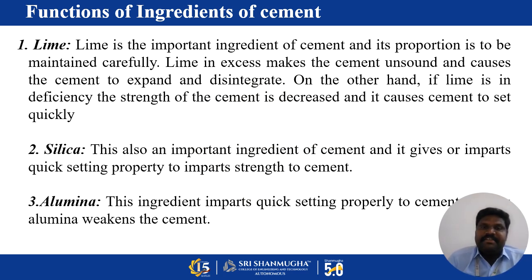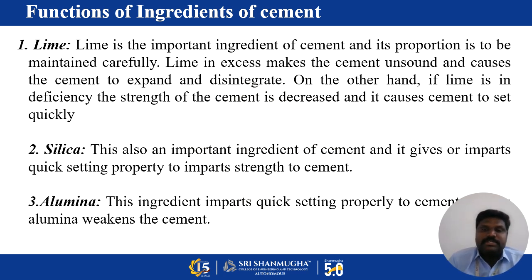So, the major ingredients of cement and their functions. Lime, we have already discussed. It is used in a huge proportion. It makes the cement sound, and causes the cement to expand and disintegrate if it is in excess. If the lime content is very low in the manufacturing of cement, the strength of the cement is decreased and it causes the cement to set very early.